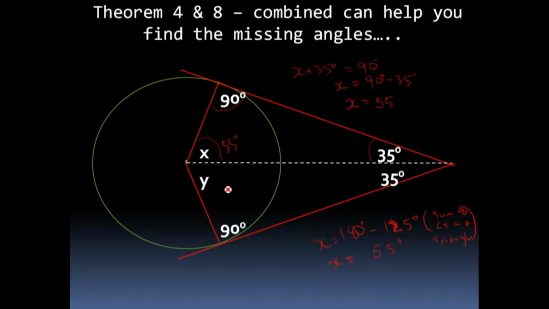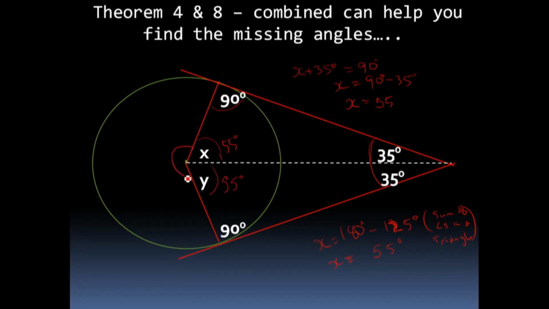What angle is this here? Notice this is 35, this is 35, this is 90, this is 90. So x here must also be 55 degrees. And so we've seen that this line not only divides this angle here into equal parts, but it also divides this angle here into equal parts, 55 and 55. So this angle here would actually be 110 degrees.